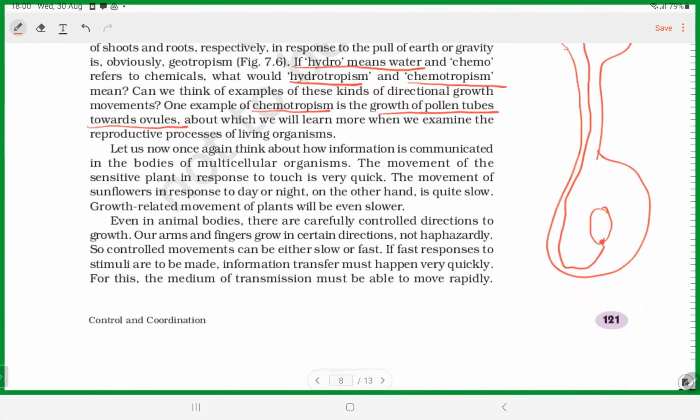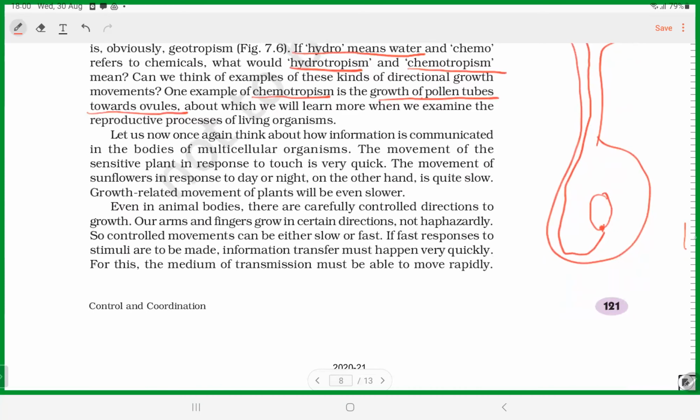Next. Here in animals, even in animals, we have growth which is very controlled. What are the chemical factors which control growth in animals? We have hormones like growth hormones. They only give us controlled growth.